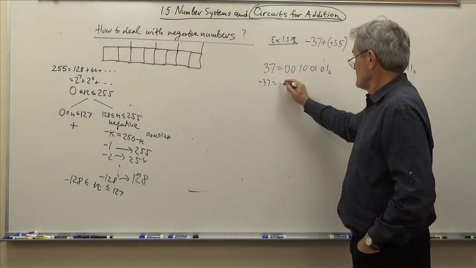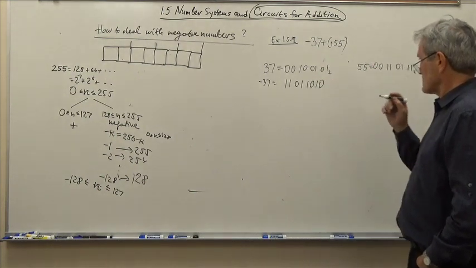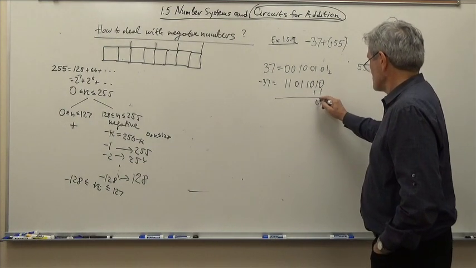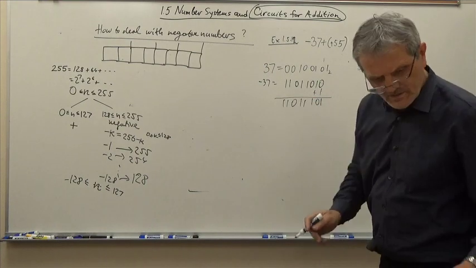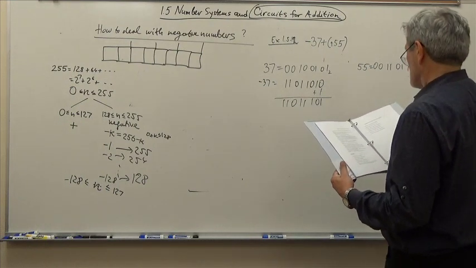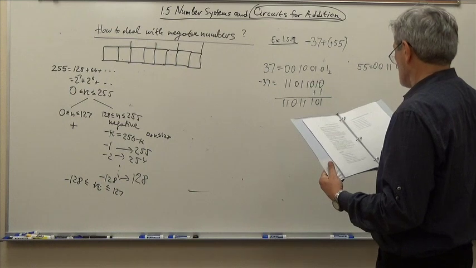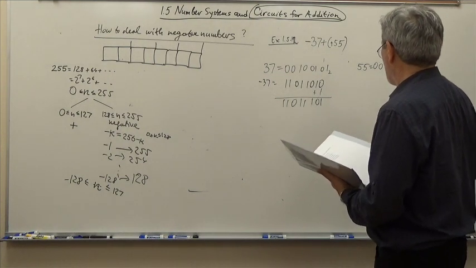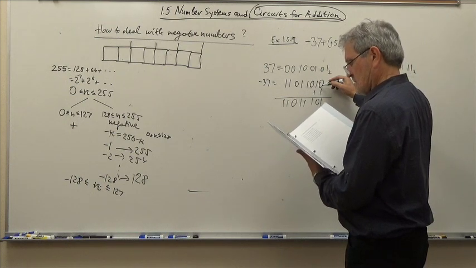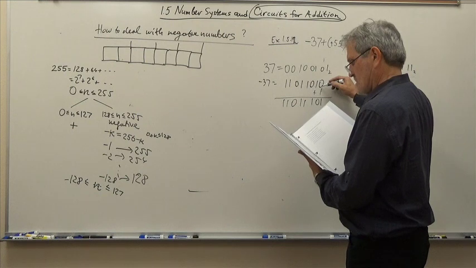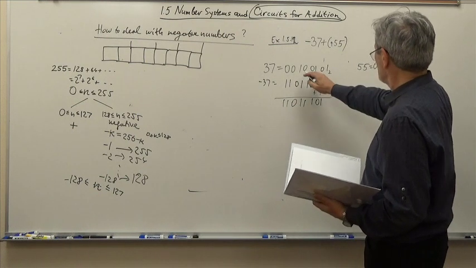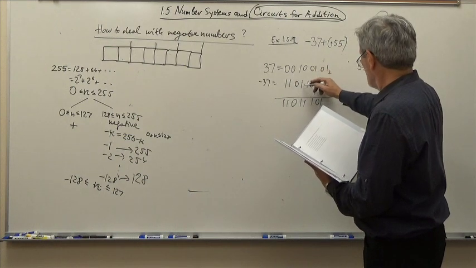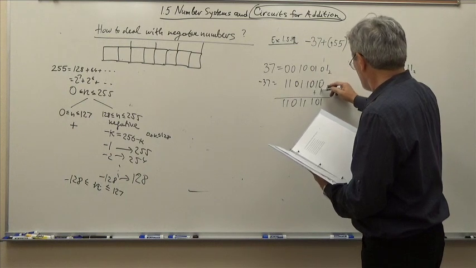When I switch negative 37, then I get 1, 1, 0, 1, 1, 0, 1, 0. I add 1. Let me see if that's correct. My negative 37, 1, 1, 0, 1, 1, 0, 1, no, something's wrong. I switched here. One, one, zero, one, one. No, I did something wrong. Is my 37 okay? 0, 0, 1, 0, 0, 1, 0, 1. When I switch, 1, 1, 0, 1, 1, 0, 1, 0, I add 1.